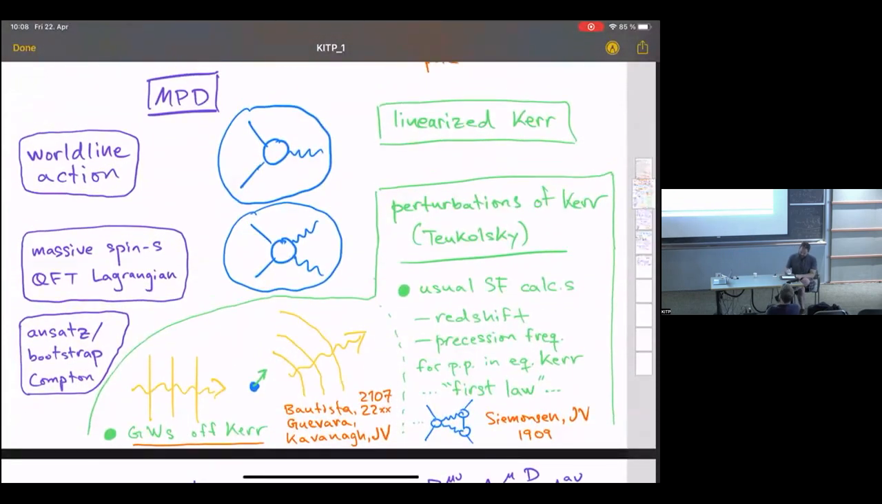And yeah, I wanted to tell you more about effective descriptions of black holes. For example, I was mentioning massive spin-S QFT Lagrangians, or even just Ansätze or bootstrapping for these Compton amplitudes for massive higher spin particles, or purely classical worldline action descriptions of, let's say, effective black holes, or attempts at describing effective black holes. How can we actually connect them to black hole physics?